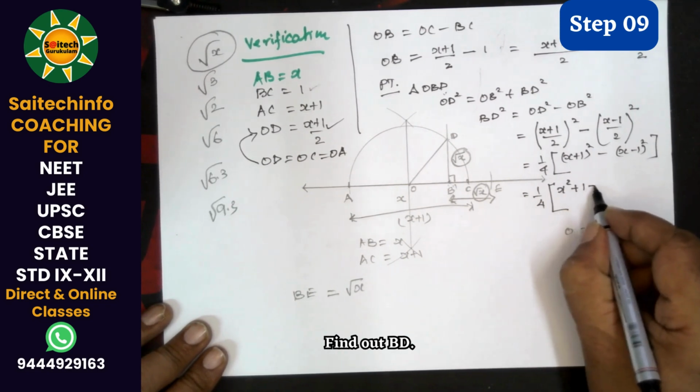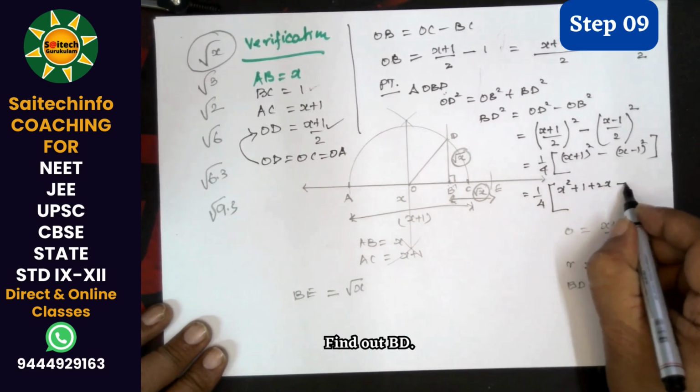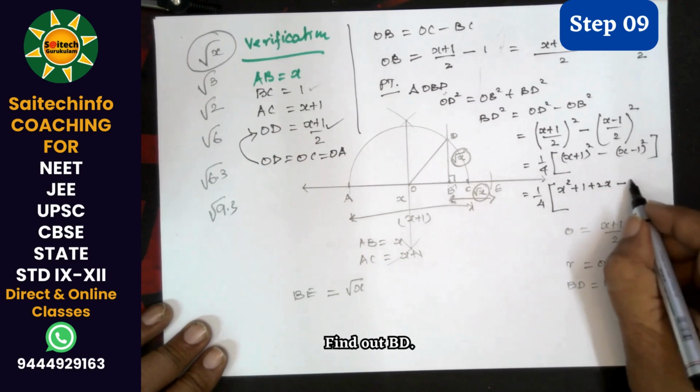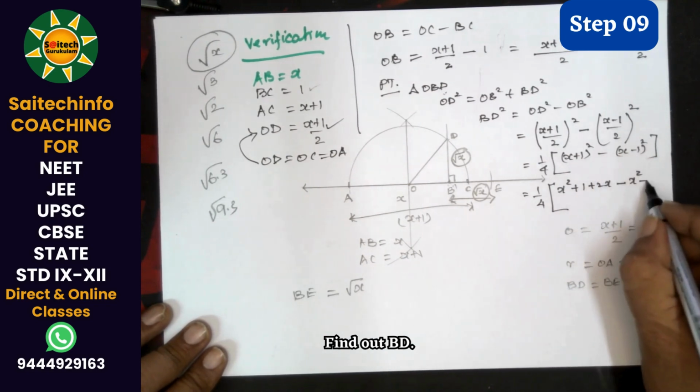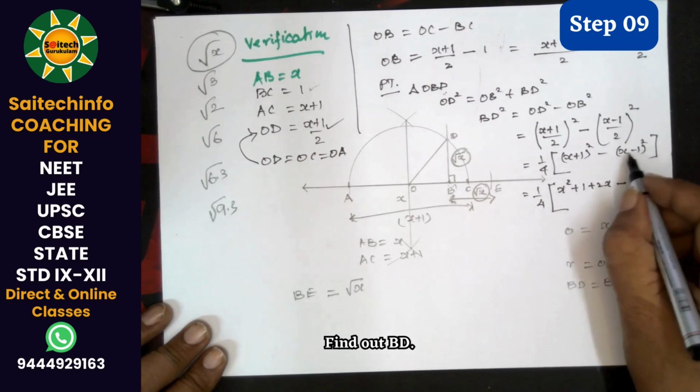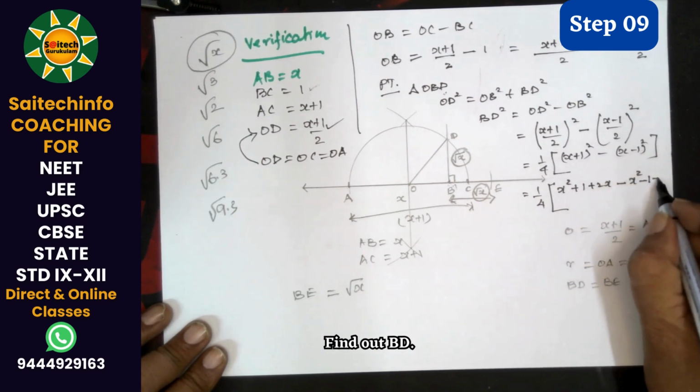Then 1 by 4 into, you can expand X plus 1 whole square: X squared plus 1 squared plus 2x, then minus, and you got X squared, so minus X squared, and plus 1 squared, plus of minus 1, and minus 2ab, so minus 2x, so plus 2x.